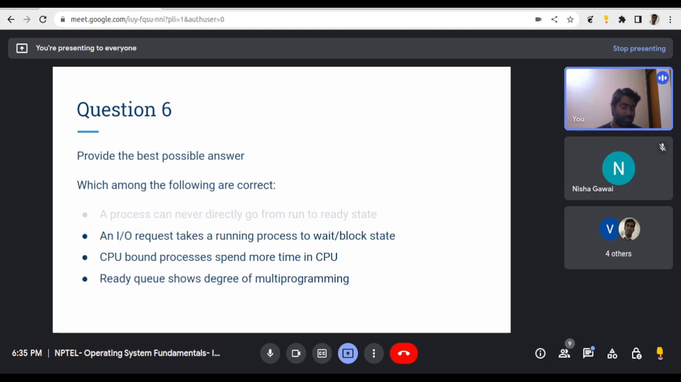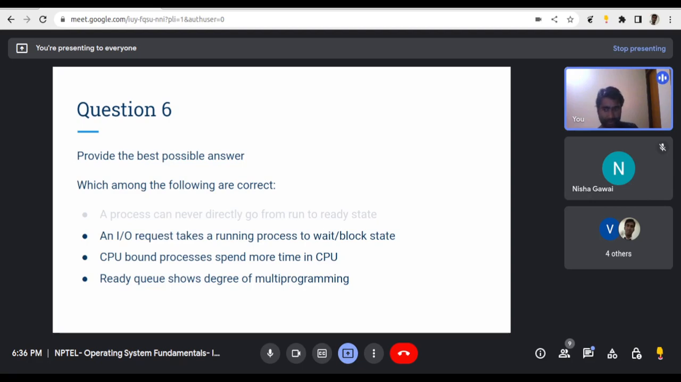So that actually shows the degree of multi-programming, like how many processes the CPU can handle at a single time, from the user perspective. But internally, only a single code is running at a time, right? So yeah, the ready queue shows the degree of multi-programming.